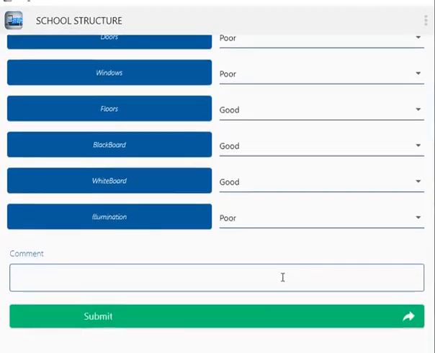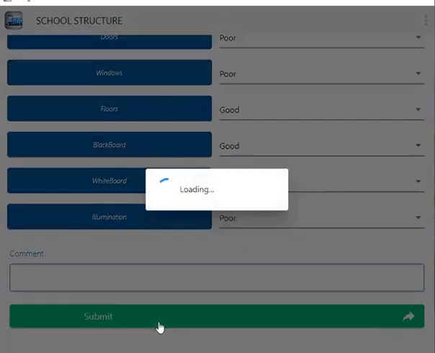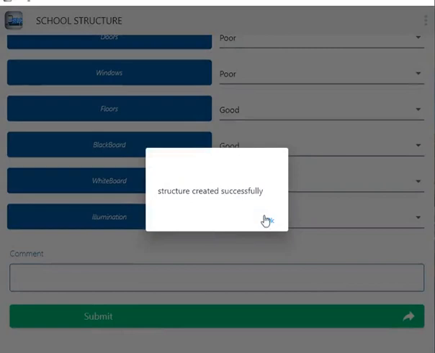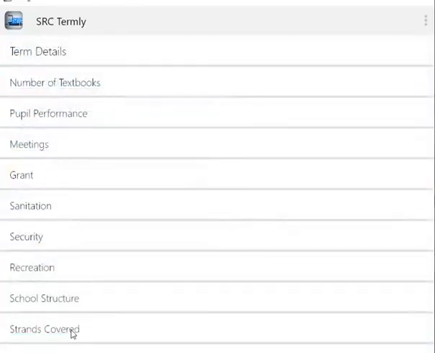So put a comment here. If the school has challenges, or the structure has challenges which need urgent attention, you can put it at the comment side. Then after that, you click on submit. You wait for just a second and you have this response: Structure created successfully.